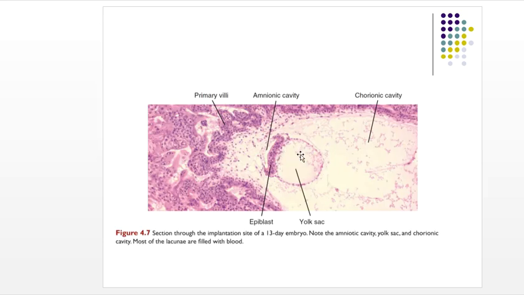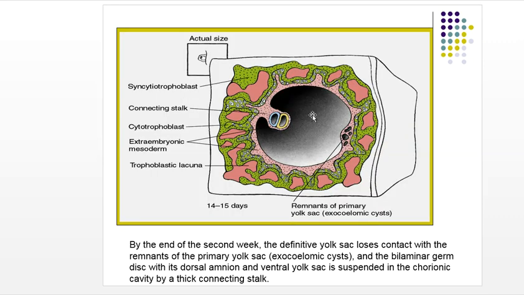Again, the embryo around 13 days, you can see the yolk sac, amnion cavity, and epiblast, and this large cavity is the chorionic cavity. Here we have the somatic layer of extra-embryonic mesoderm and the cytotrophoblast layers. In the final development at 13 days, you can see the remnant of the primary or primitive yolk sac, named the exocoelomic cyst.